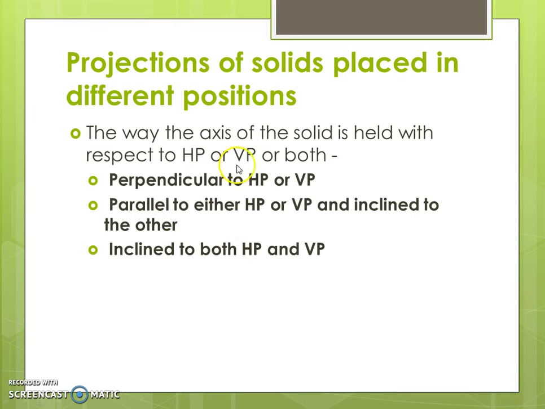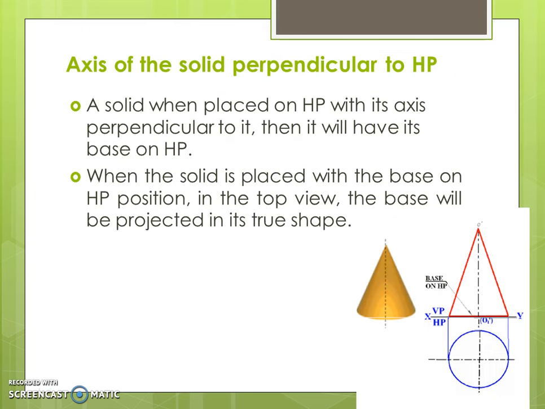Axis is perpendicular to HP or VP, and axis is parallel to either HP or VP but inclined to the other. That means if it is parallel to HP and inclined to VP, or parallel to VP and inclined to HP. Similarly, inclined to both HP and VP. So in the first point, axis is perpendicular to either HP or VP. In the second point, axis is inclined to either HP or VP. In the third point, axis is inclined to both HP and VP. So we are going to see how the different positions will be.